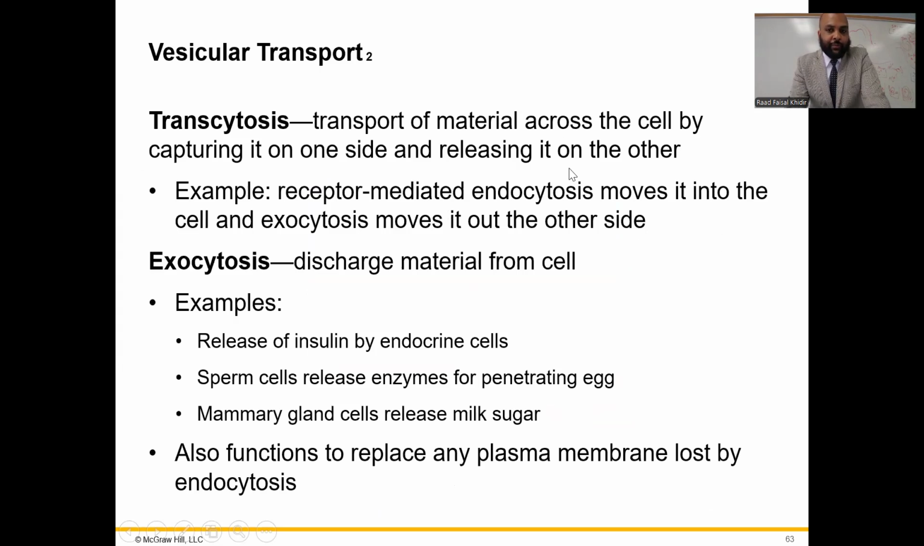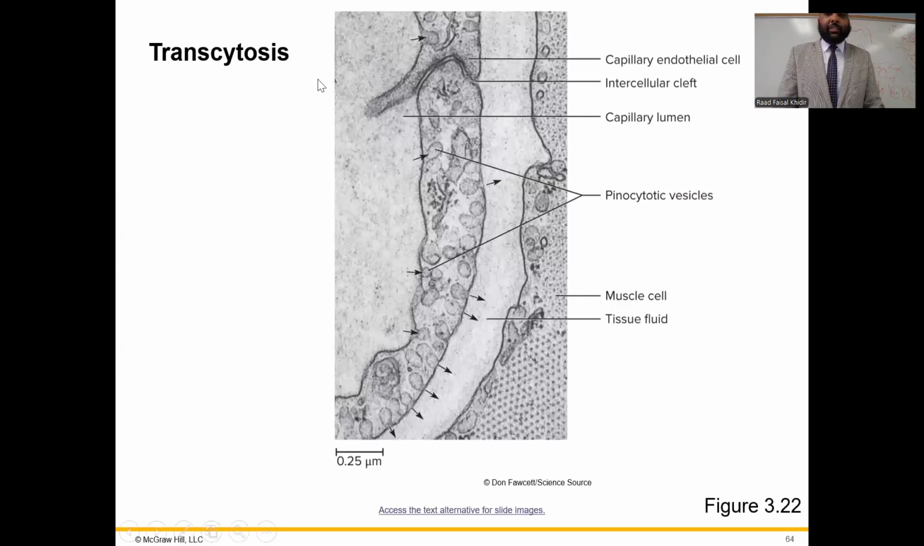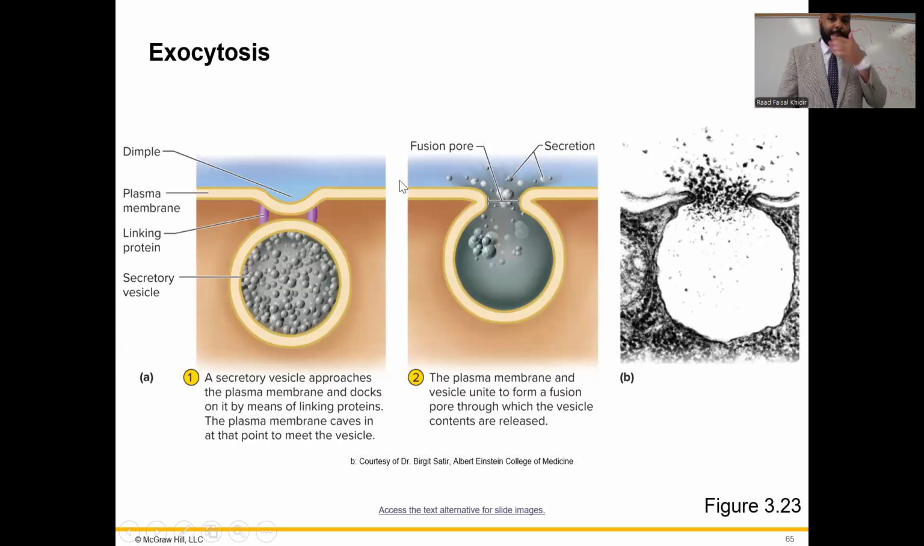Transcytosis is movement across the cell by capturing it on one side and releasing it on the other. And exocytosis is the discharge. So endocytosis is bringing material into the cell. Exocytosis is throwing material outside the cell. And transcytosis is going through the cell to the other side.